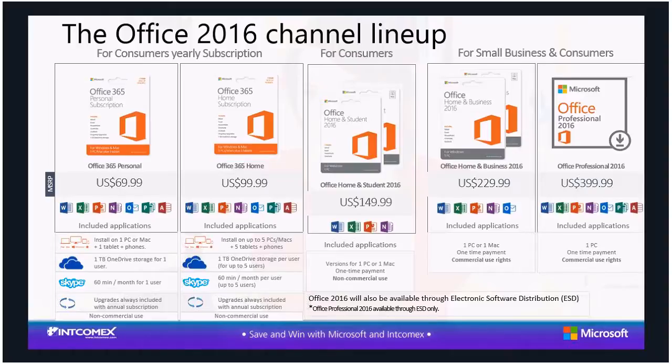All of these products, the 365 Personal, the 365 Home, Home and Student, Home and Business, all of these four that I just mentioned are included in both versions. They are included in FPP or physical version, and they are also included in the electronic software download mode that we're going to talk about later in the presentation. The only version that is not included in both is Office Professional, which is only included as an electronic software delivery version.